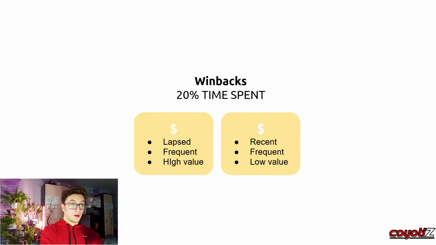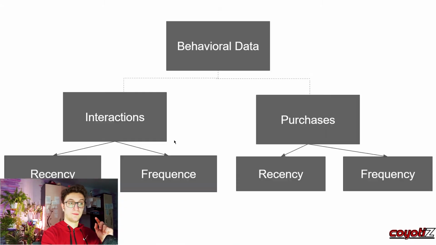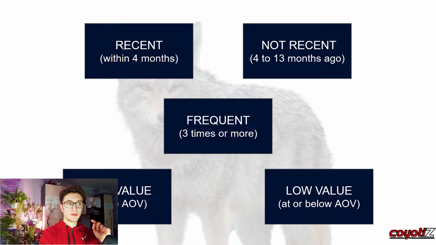Now the win-backs. You spend 20% of your time on them. This is for those customers who lapsed. They were buying frequently, considering this quadrant, they were buying a lot, but they stopped for some reason. So they lapsed on the recency side. Just going back to that 5 quadrant, on the recency, they haven't bought in the last 4 months, so they're not recent.